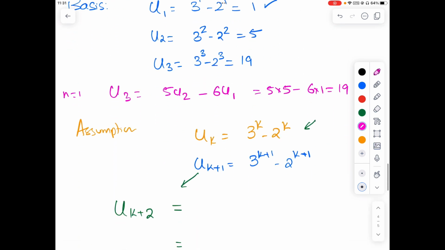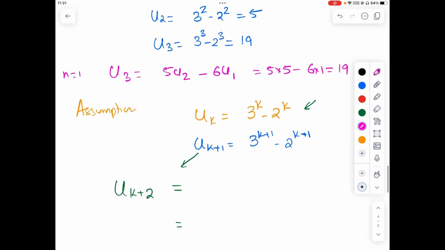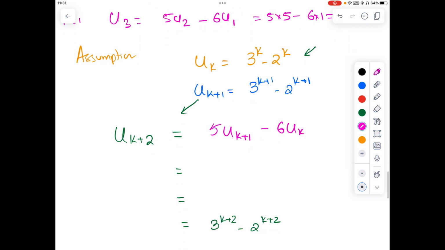So therefore my assumption also, and I should be accordingly. I will be able to use the recurrence formula to prove it out. So u_{k+2} equals nothing but what, according to the recurrence formula? 5u_{k+1} minus 6u_k. Now 5u_{k+1} is the assumption, 3^(k+1) minus 2^(k+1). u_k is also the assumption, 3^k minus 2^k.